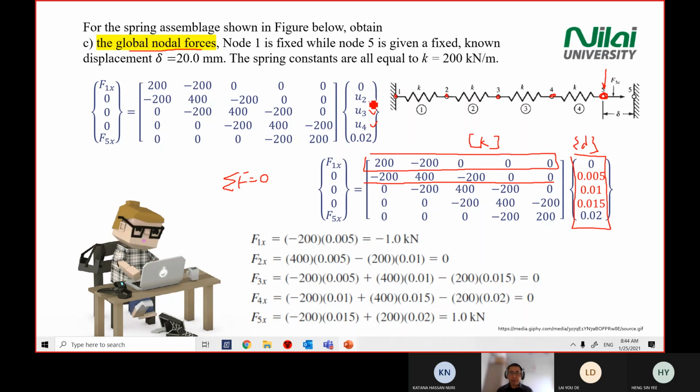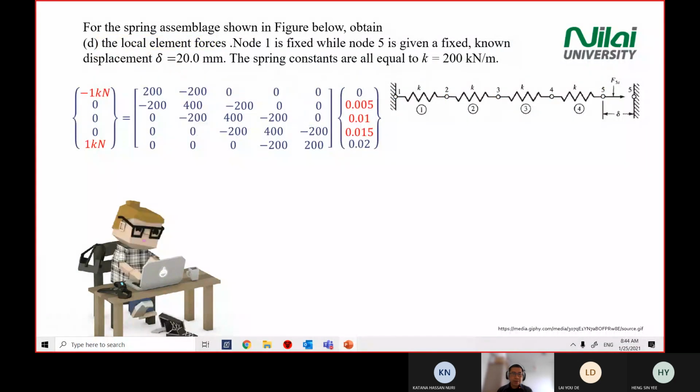Okay. Do I answer your question, Katana? Yes, sir. The 4 kilonewtons is the external force. Yeah, it's not a nodal force. So section C asks you about the nodal forces. Yeah. Okay. Now we look at section D.